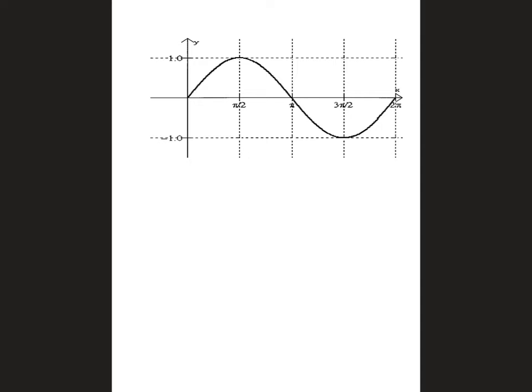So what we're doing today is we're going to look at the graph of both sine and cosine. Now the first graph I've given you here is the graph of y equals the sine of x. So if you actually graph y equals sine of x, this is what your graph is going to look like.